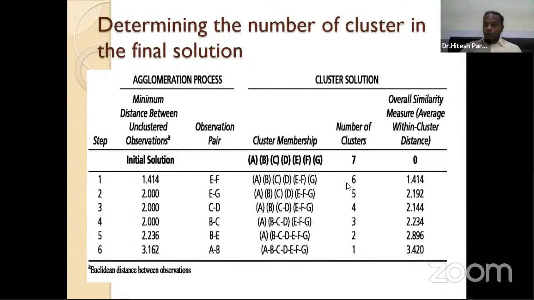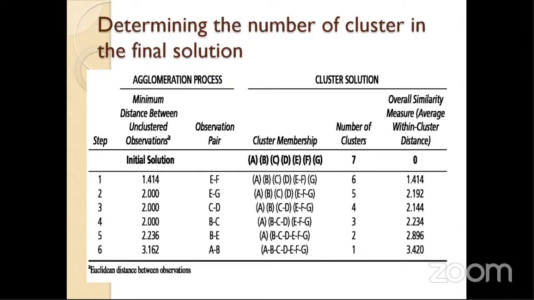Then the software will give us the overall similarity measure. The overall similarity measure is nothing but the distance between E and F. So what is the distance between E and F? The distance between E and F is 1.41. So the overall similarity measure is 1.41. Is the first row clear? Why did we combine E and F?